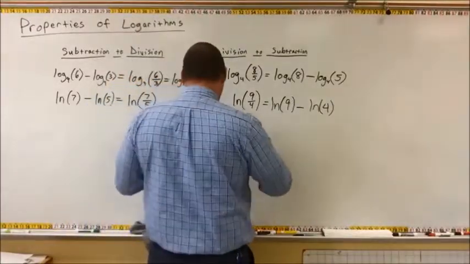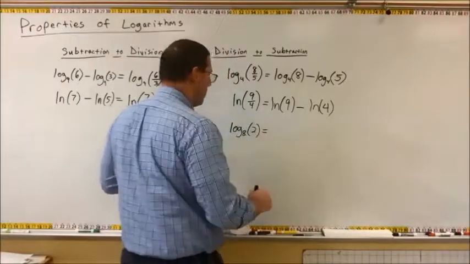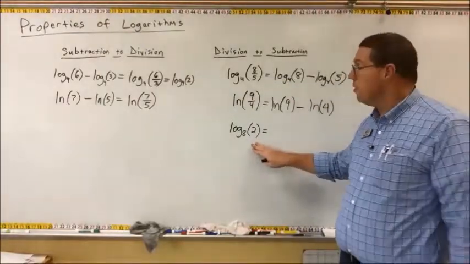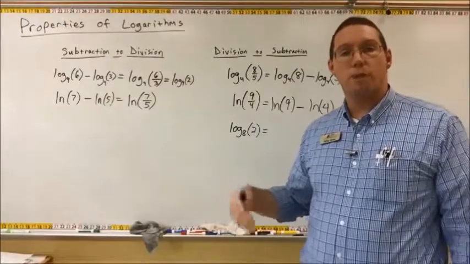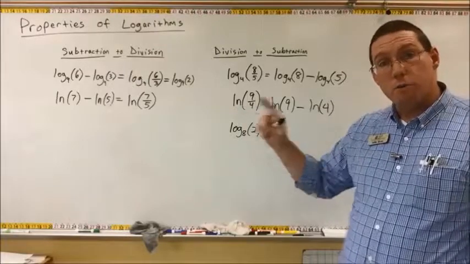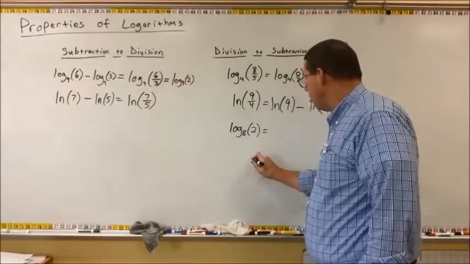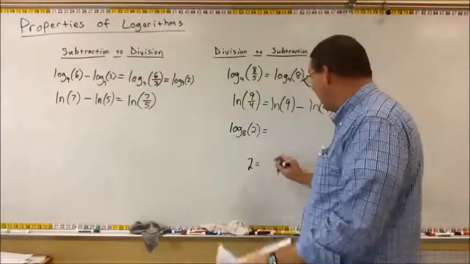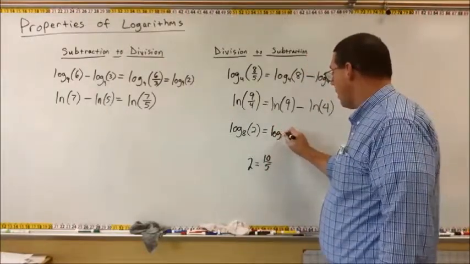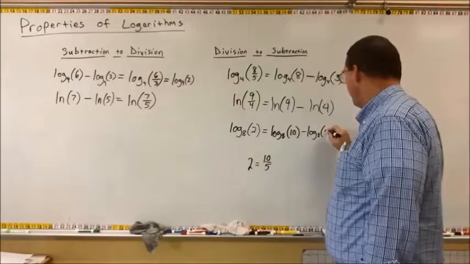So that's division to subtraction. Let's do one more. What if we had log base 8 of 2? Well, what would this be equal to? Well, you could actually turn this into a lot of things. You could turn this into any subtraction of logarithms where the division of the two numbers inside the logarithms are equal to 2. For example, isn't 2 equal to 10 divided by 5? Isn't that equal to 2? So this would be log base 8 of 10 minus log base 8 of 5.